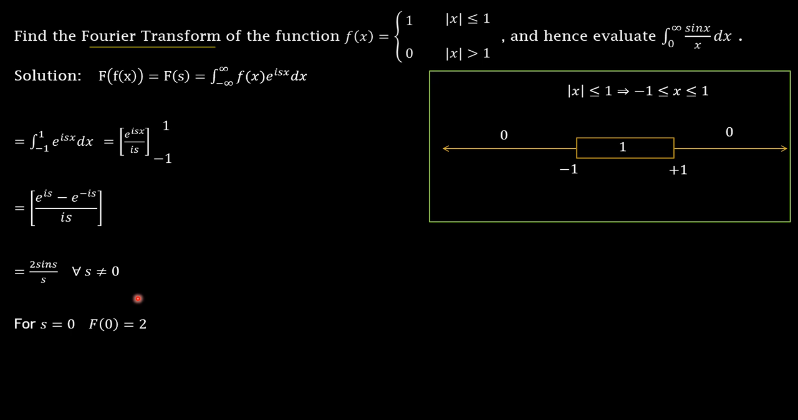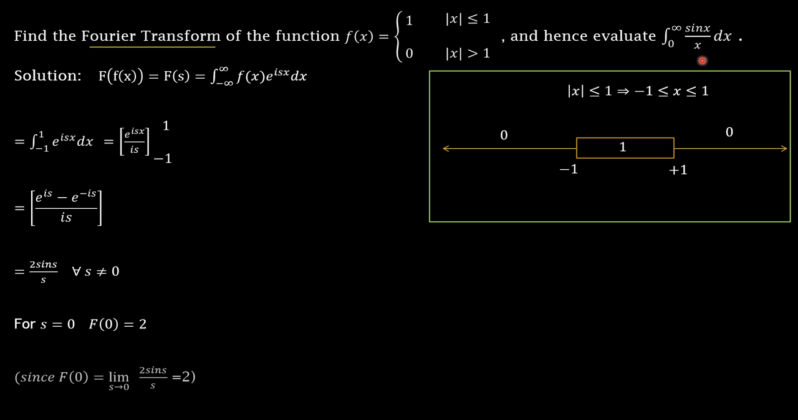And here is the description for it. F of 0, you can calculate the value of the Fourier transform of the function at s equal to 0 using the limit, that is, limit s tending to 0 of the Fourier transform of the function, that is 2 sin s by s. As s tends to 0, sin s by s tends to 1, so the function value is 2. So the Fourier transform of the function in the close neighborhood of s equal to 0 is 2. Now let me evaluate the value of this integral using the Fourier transform.